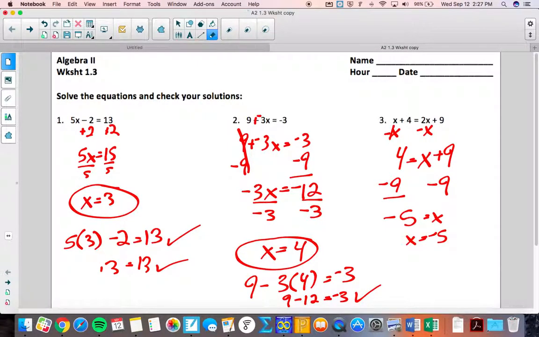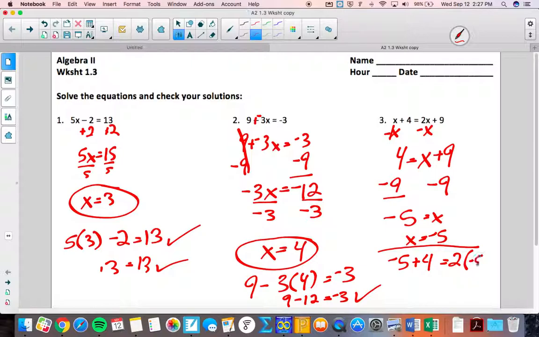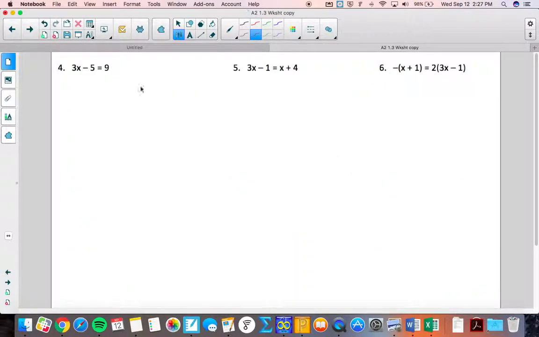When I plug that back into the original equation for my check, negative 5 plus 4 equals, question mark, 2 times negative 5 plus 9. Here I get negative 1 on the left, and I hope I get negative 1 on the right. This gives me negative 10. Negative 10 plus 9 is negative 1. Oh yeah. Nice. It's definitely right.